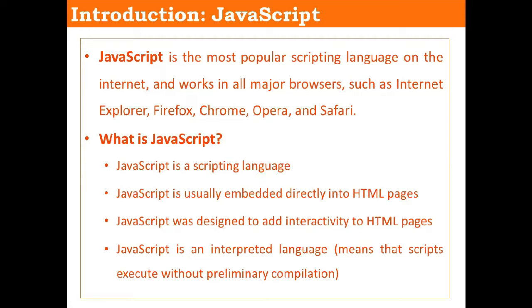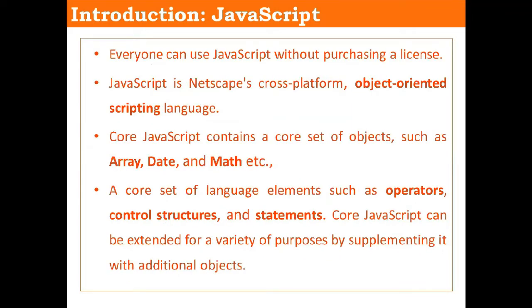JavaScript is an interpreted language. That means we need not do compilation; we can directly execute it. Everyone can use JavaScript without a purchased license. We don't need any license for using JavaScript. We can directly use it in our web development or web page. JavaScript is Netscape's cross-platform, object-oriented scripting language. It is cross-platform, so we can run it on any platform, any OS.